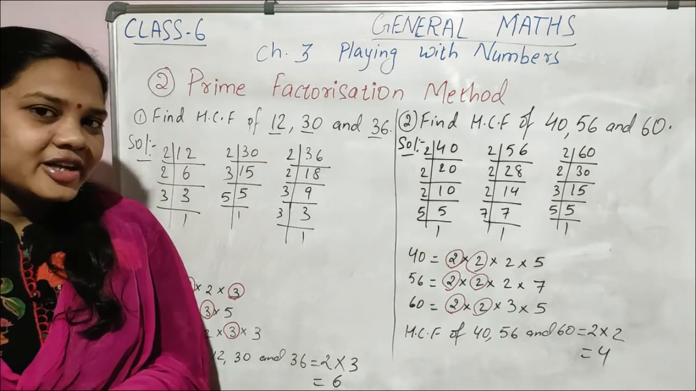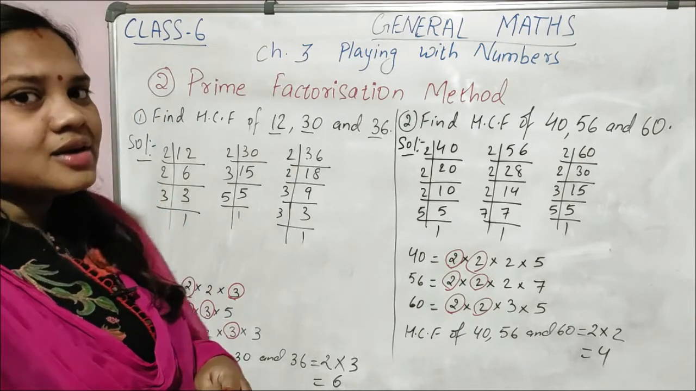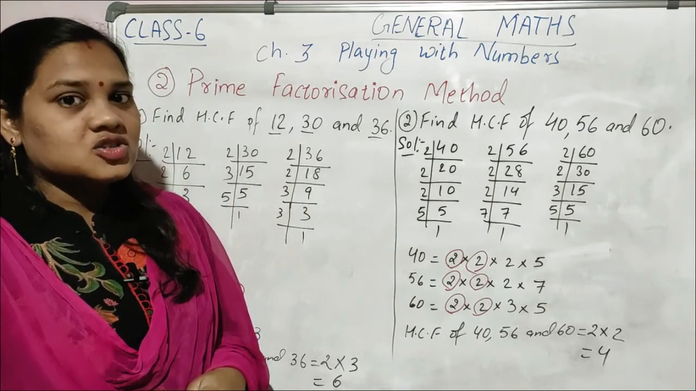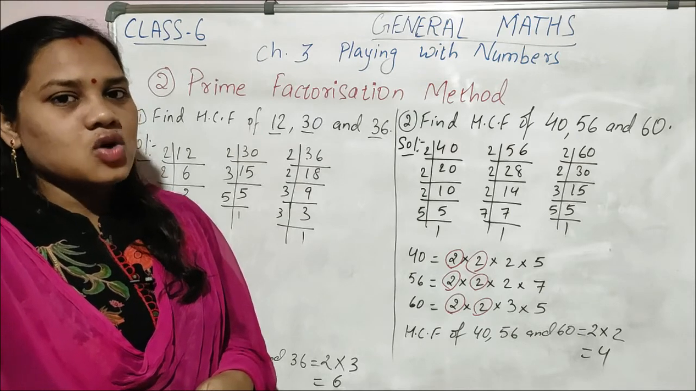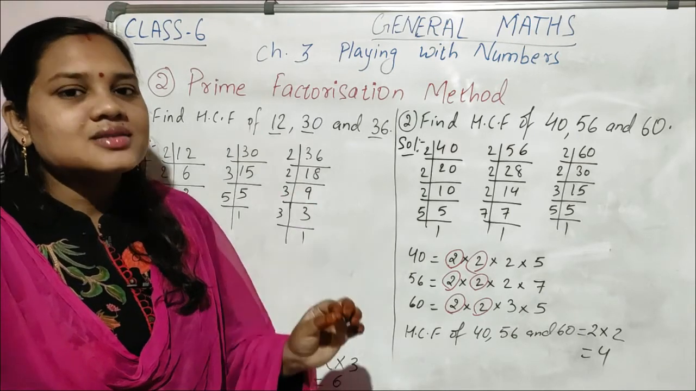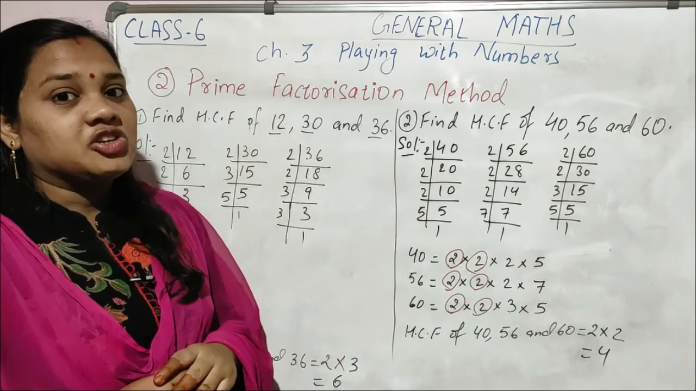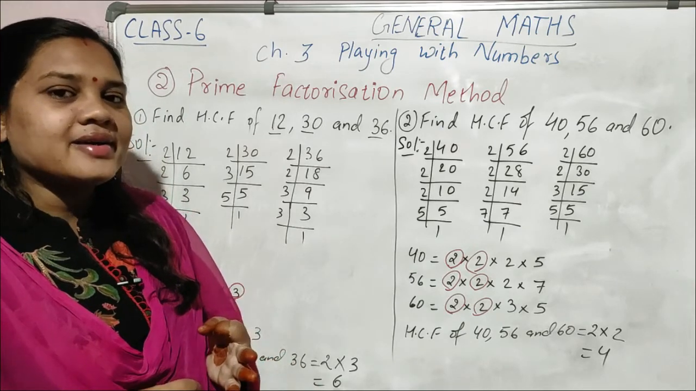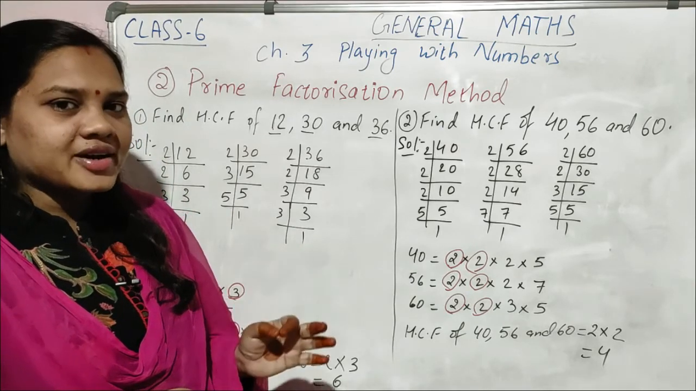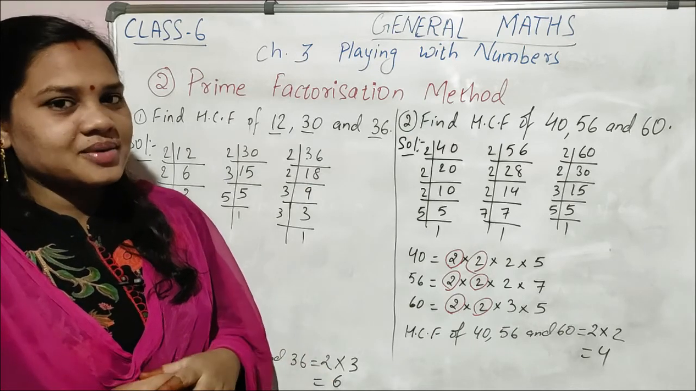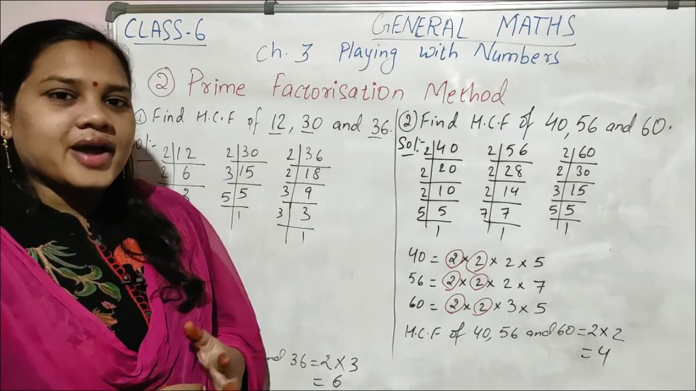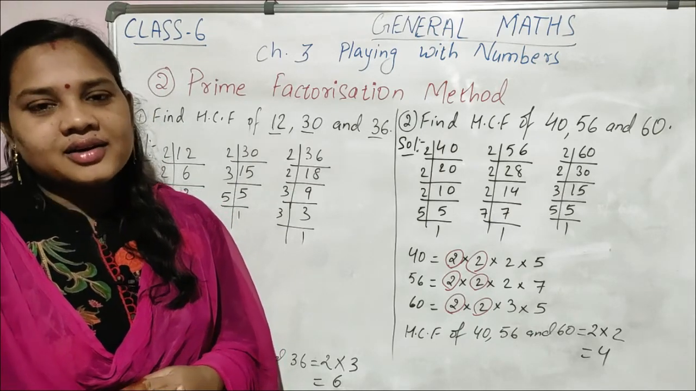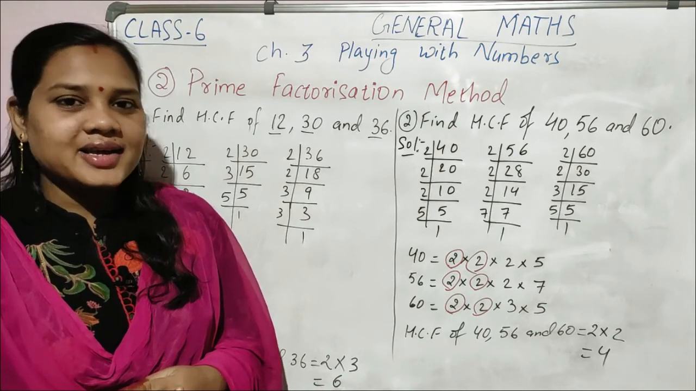So this is for today. What we learned today? Today we learned what is HCF. HCF, highest common factor, also known as GCD, greatest common divisor, is the greatest number which divides the given numbers exactly. There are three methods to find HCF: common factor method, prime factorization method and division method. Today we learned common factor method and prime factorization method. In the coming class, we will learn division method to find the HCF.